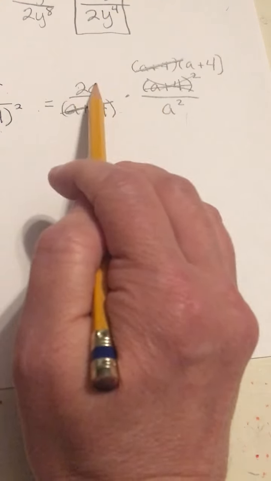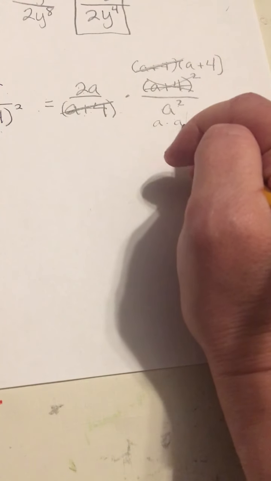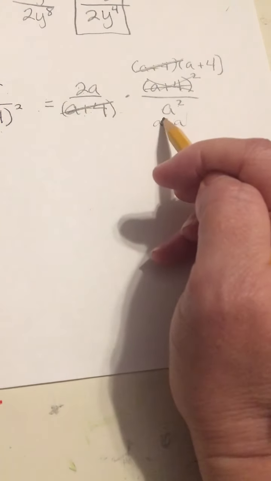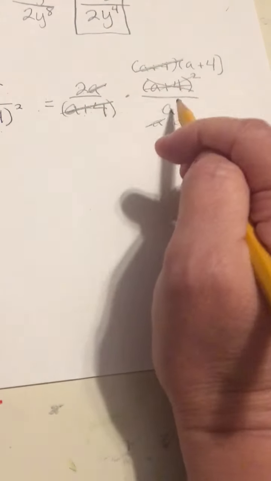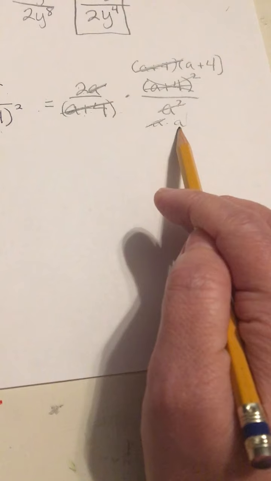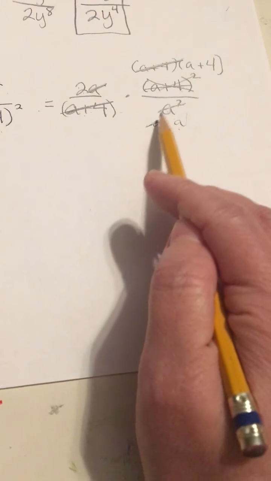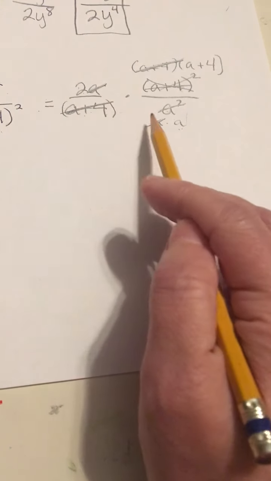Well, let's look at the other cross products here. So I've got 2a and I have a squared. Well, again, this is a times a, right? So what do they have in common? They have 1a in common. I can get rid of that 1a and I'm left with another a on bottom. I just rewrote this as a times a, and then I can cancel out.